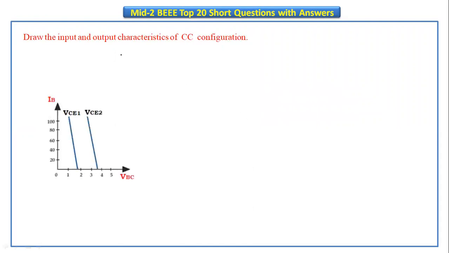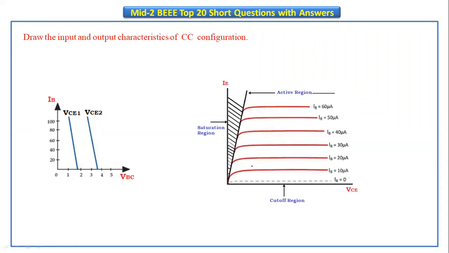Next, draw the input and output characteristics of common collector configuration. In common collector configuration also, the characteristics are drawn between input current and the input voltage at constant output voltage. If you increase the output voltage, the characteristics shift towards the right side. Next, these are the output characteristics of the common collector configuration. These characteristics are drawn between output current and the output voltage at constant input current. And it also has three regions: active region, saturation region, and the cutoff region.